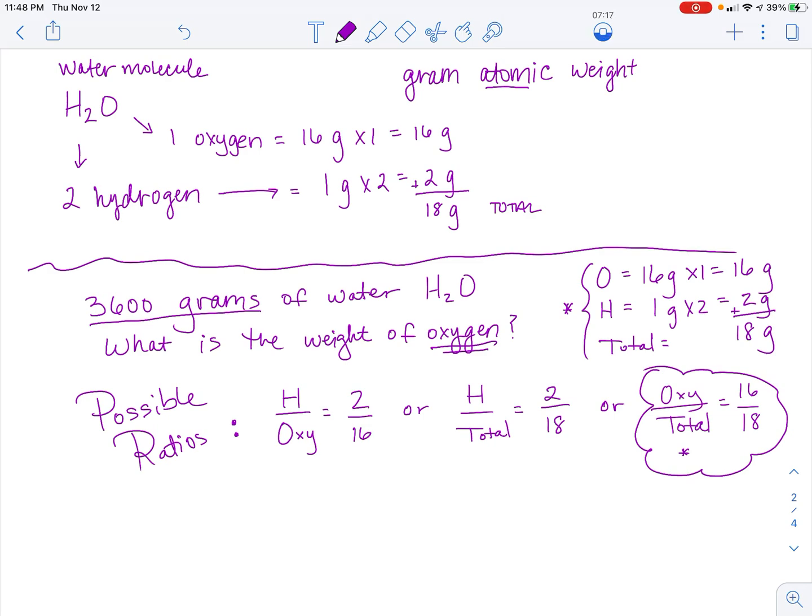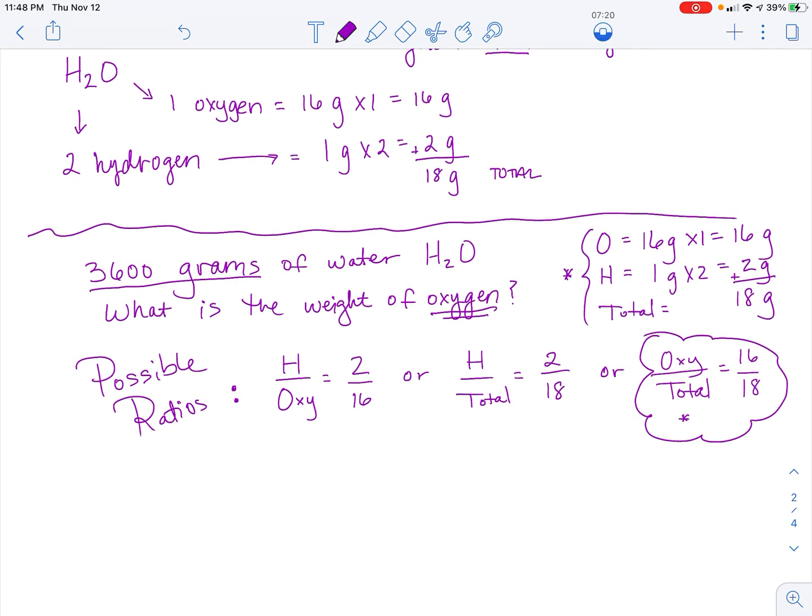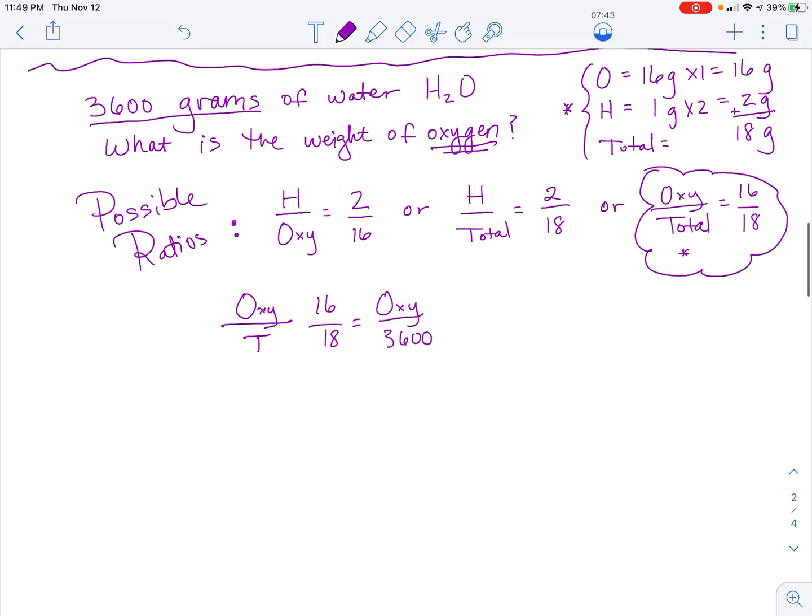Okay, so let's set up our ratio according to the information that we have. I'm going to write my oxygen over my total, which is going to be 16/18, and I'm going to make this a proportion to what I'm trying to solve for, which is the oxygen, and my total was the 3,600. So here's my proportion. If I do cross products here, I would have 18 times oxy, so we don't get confused about that O being a 0, equals 16 times 3,600. When you do the math on that, you get a pretty big number. It's 57,600.